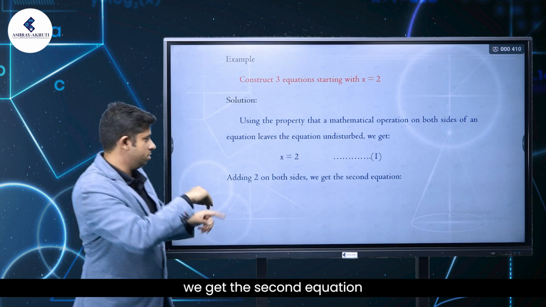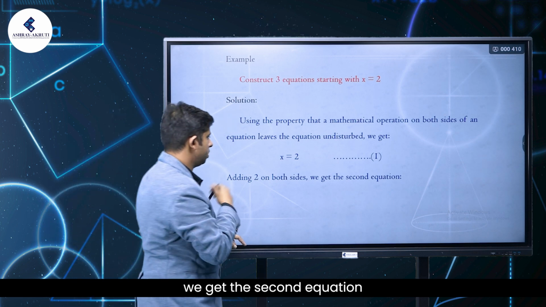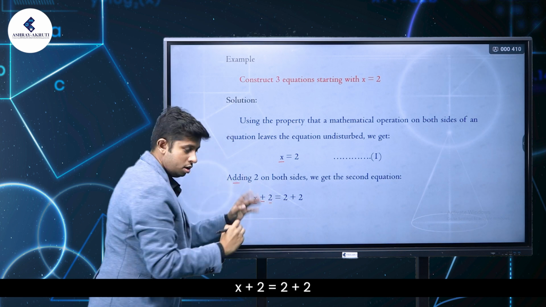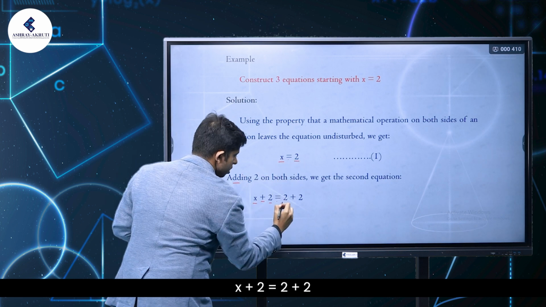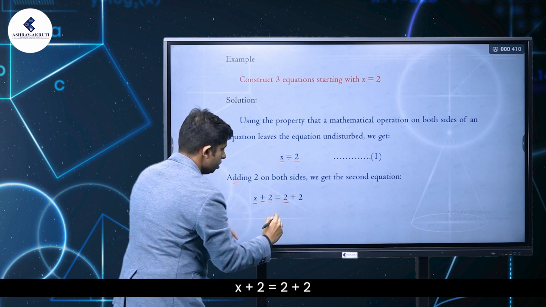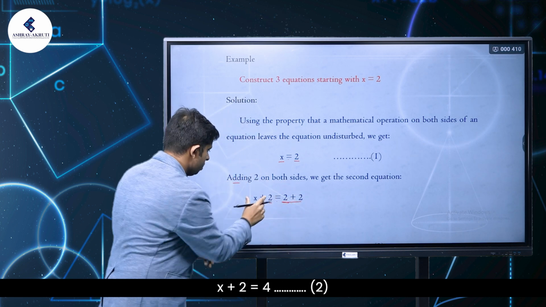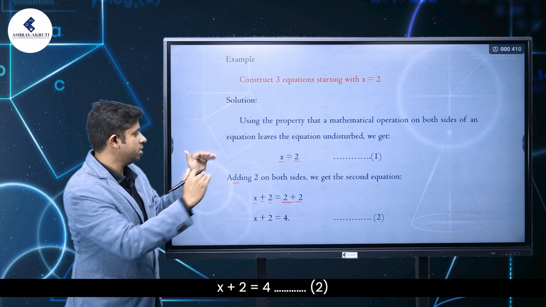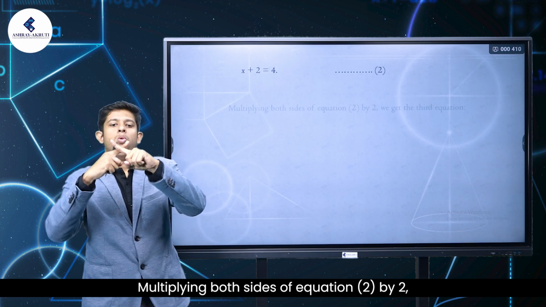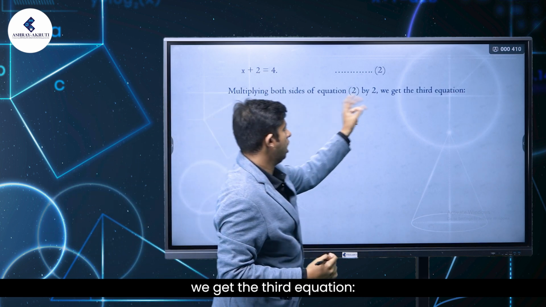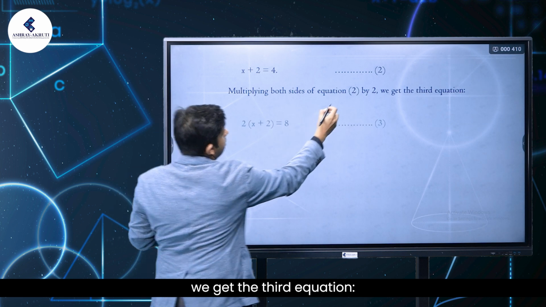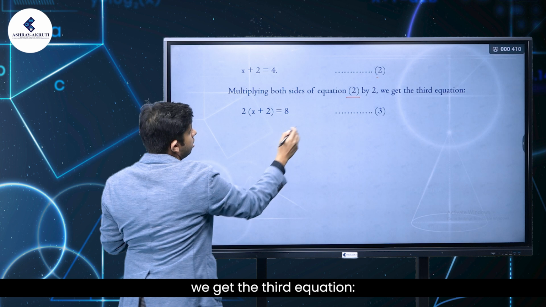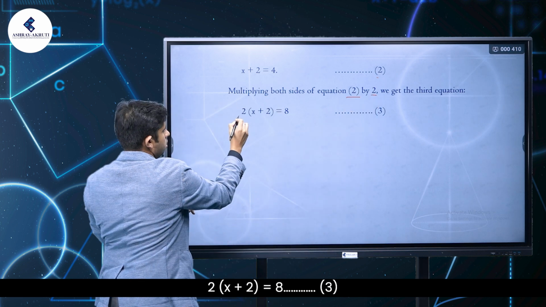Adding 2 on both sides, we get the second equation. x plus 2 is equal to 2 plus 2. x plus 2 equals 4, which is the second equation. Multiplying both sides of equation 2 by 2, we get the third equation. 2 times (x plus 2) equals 8, which is the third equation.